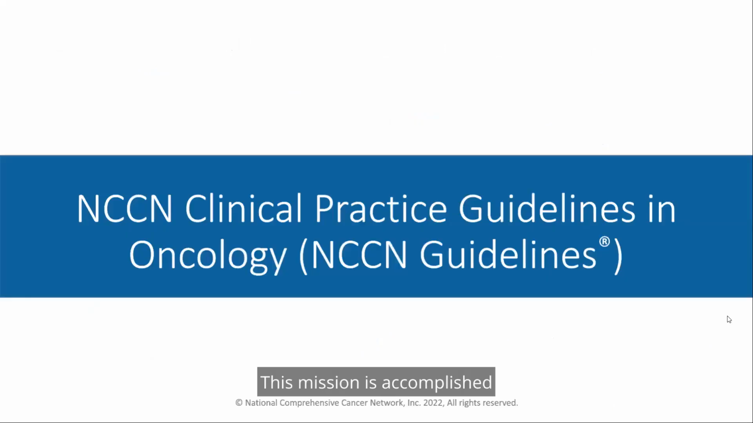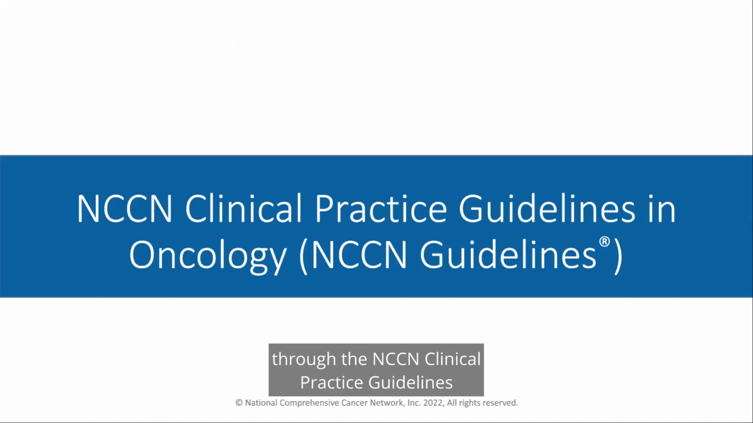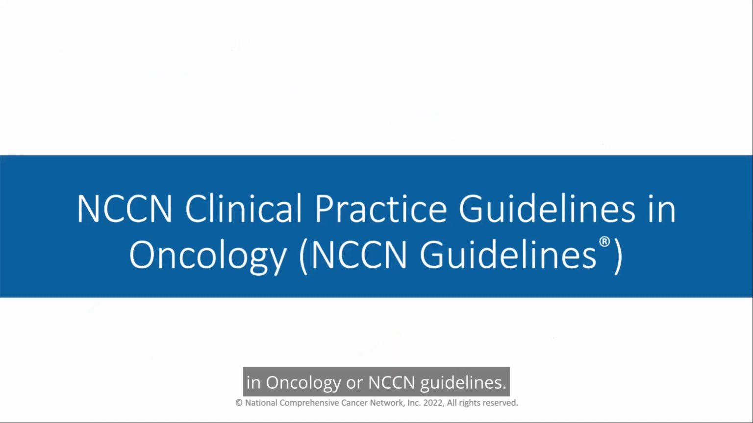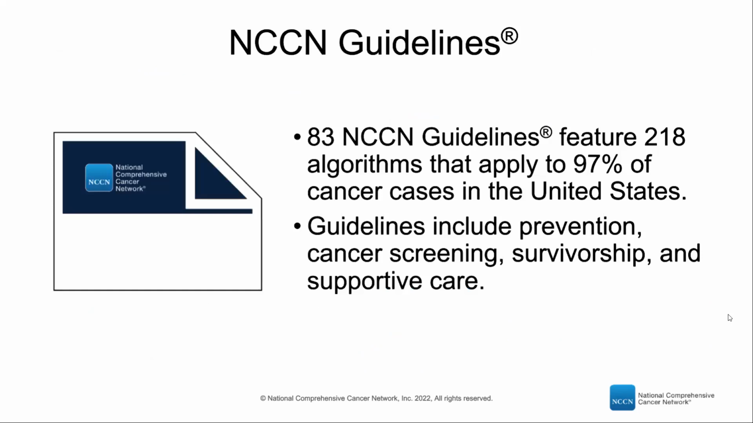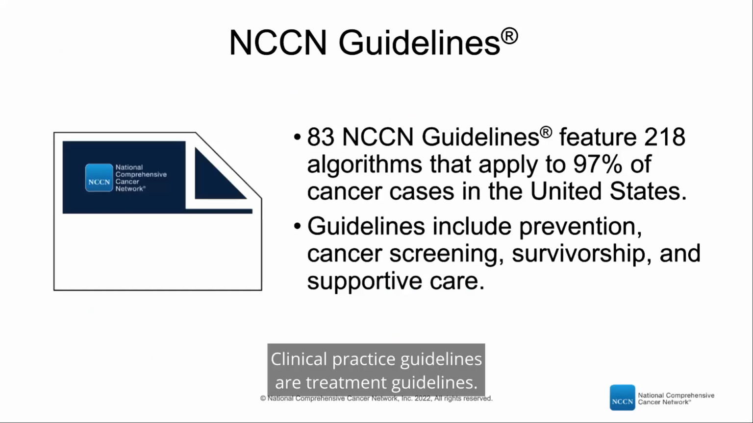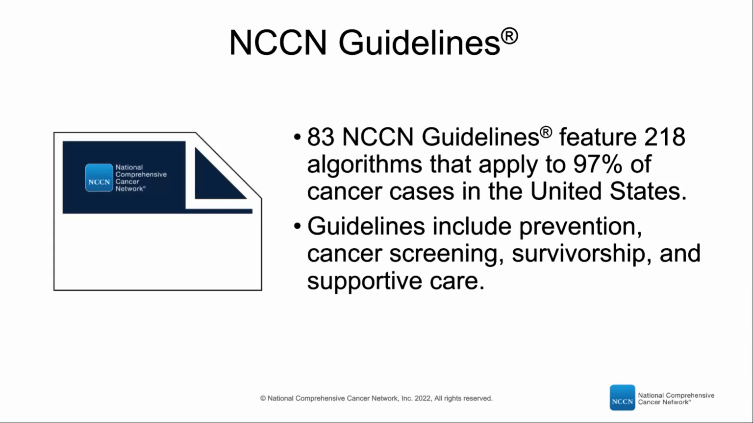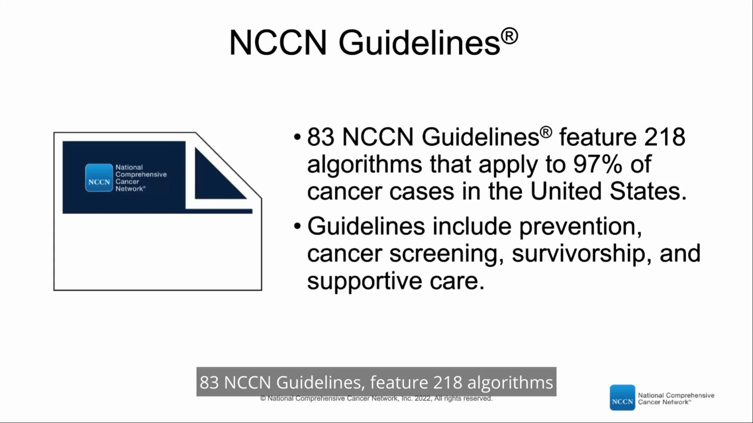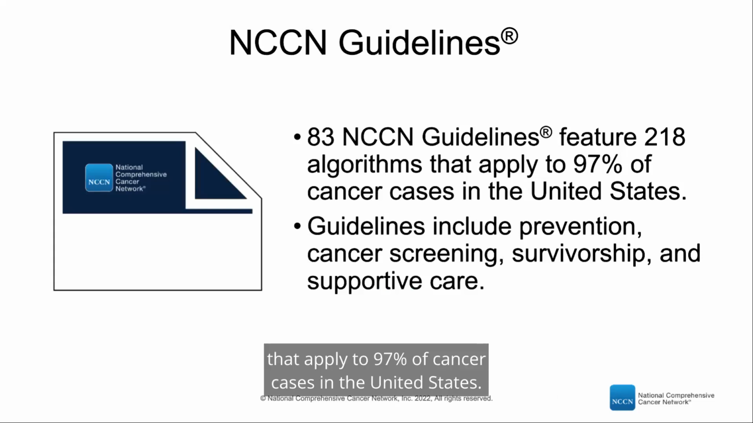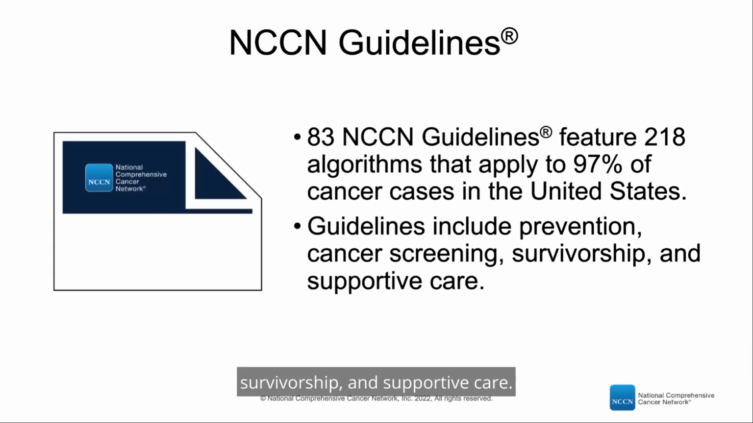This mission is accomplished through the NCCN Clinical Practice Guidelines in Oncology, or NCCN guidelines. Clinical practice guidelines are treatment guidelines. NCCN guidelines are the standard of care for cancer in the United States and are used worldwide. 83 NCCN guidelines feature 218 algorithms that apply to 97% of cancer cases in the United States. Guidelines include prevention, cancer screening, survivorship, and supportive care.